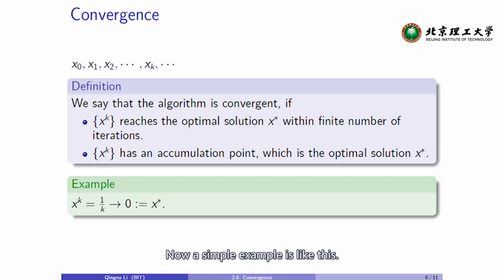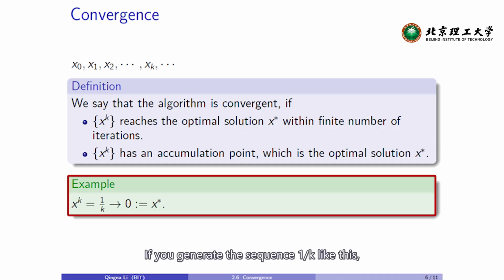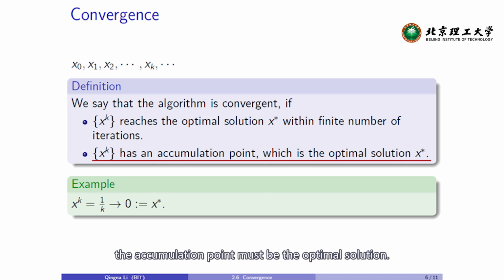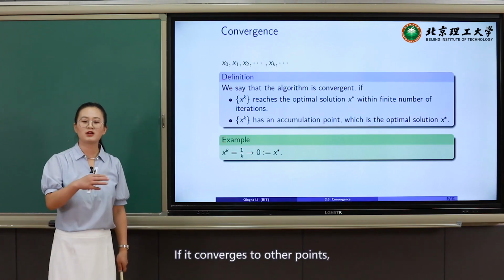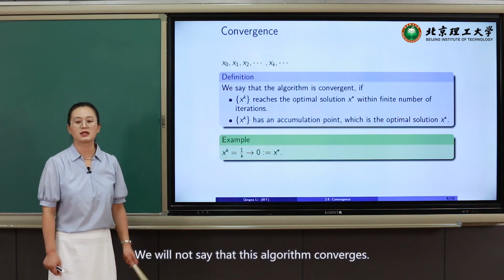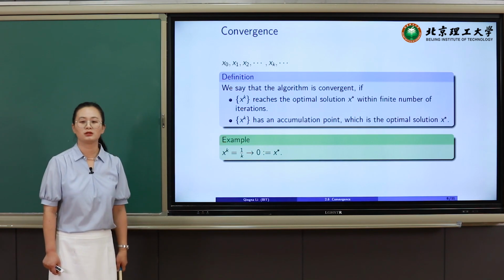A simple example is like this. If you generate the sequence 1/k, then you can see that it converges to 0. In this case, we call this sequence convergent. Another point you have to pay attention to is that the accumulation point must be the optimal solution. If it converges to other points that are not optimal solutions, we will not say that this algorithm converges.